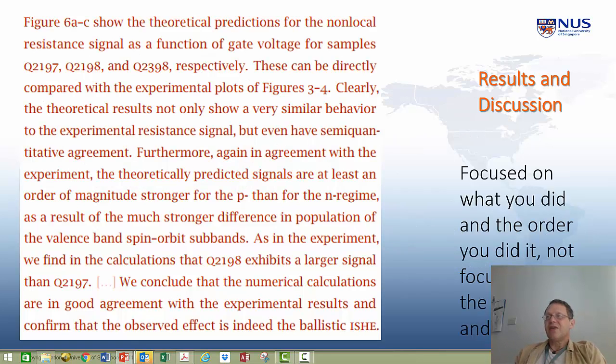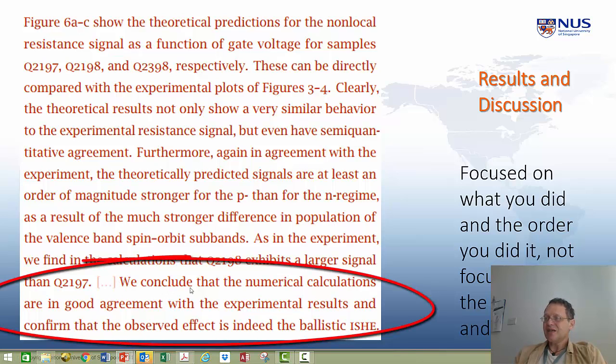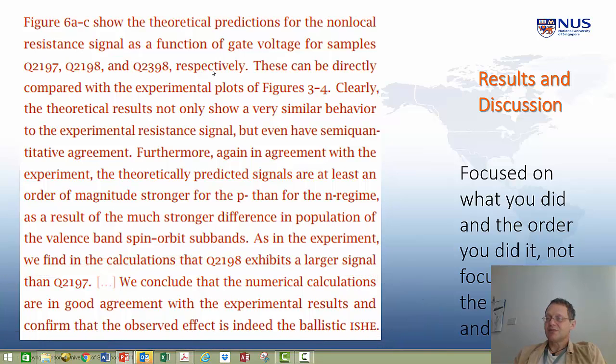Okay, this is focused on what the author did and the order they did it in. It's not focused on the results and the meaning. And okay, this is not particularly my area, but oh my God, I'm bogged down in things like resistance signals and I've got no idea what this is about. At the end, here, yes, they do conclude what they're about. But this will kill a reader.